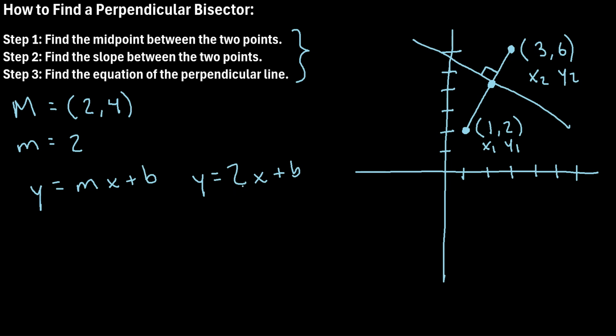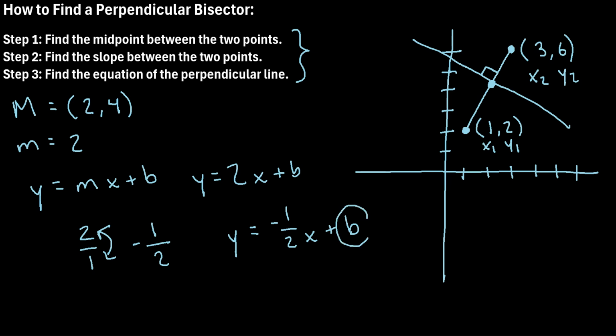To find a perpendicular line, we have to use the negative reciprocal of the slope that we found. So if we imagine that the slope is 2 over 1, the negative reciprocal of that, remember the reciprocal, we're just switching the numerator and denominator. So that would be 1 over 2, and we want the negative version of that, so negative 1/2. So what we're going to do is use the equation y equals negative 1/2 x plus b.